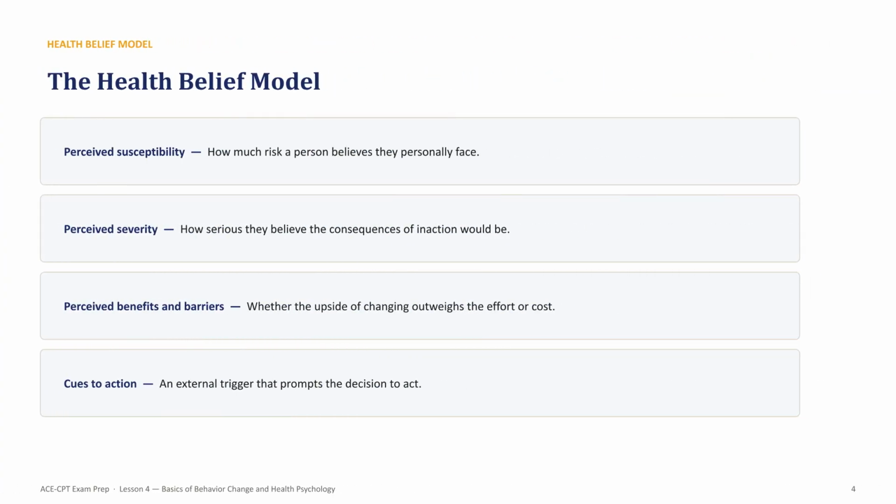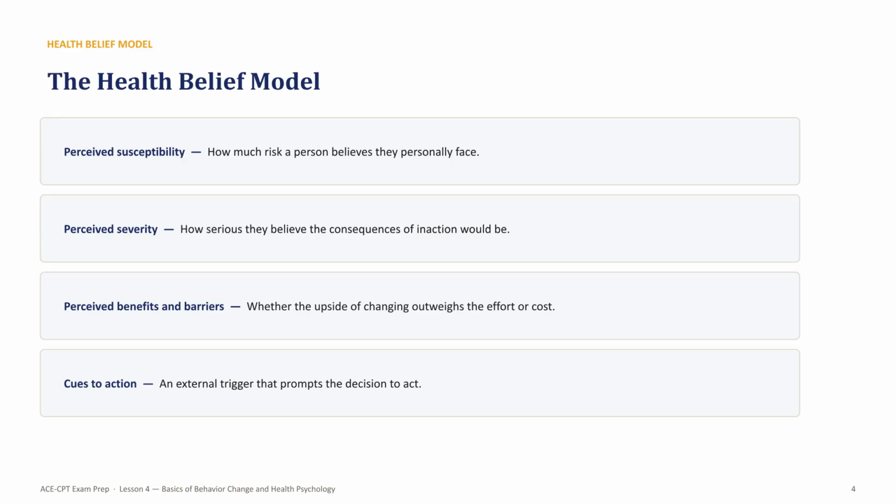Let's start with the health belief model. This model tries to explain why a person decides to take action on their health, and it breaks that decision down into 4 components. The first is perceived susceptibility, how much risk a person believes they personally face. Someone who doesn't think a health problem could happen to them has little reason to change anything. The second is perceived severity, how serious they believe the consequences of inaction would actually be. Even if someone accepts they're at risk, if they don't think the consequences are that bad, motivation stays low.